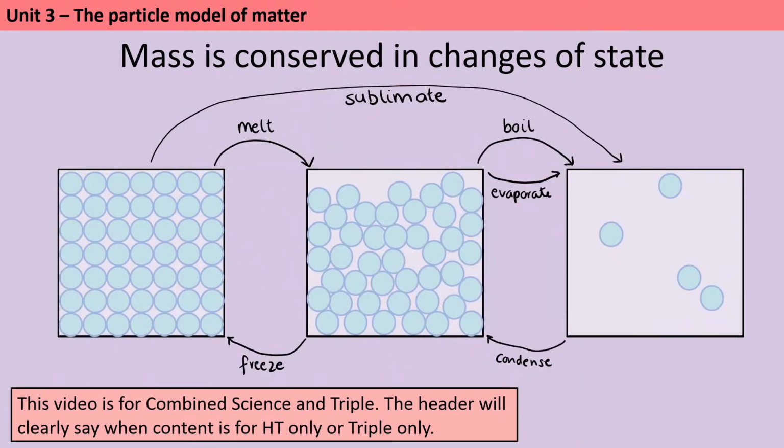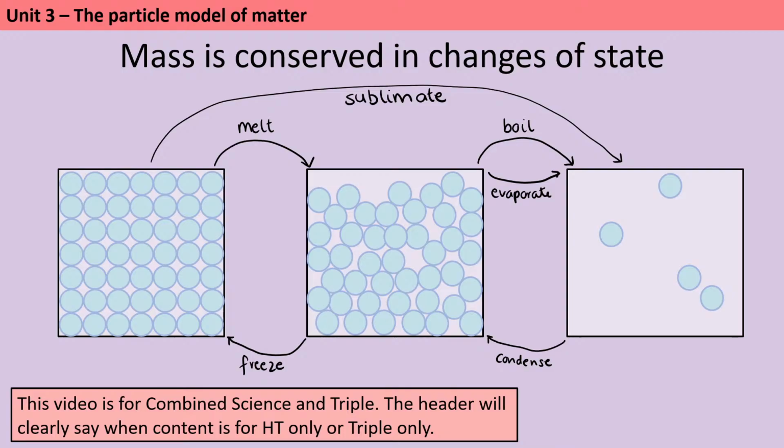You should be able to name all of the state changes: melting, freezing, boiling, evaporating, condensing, and of course the one that people forget, that some things can sublime, which is where it turns straight from a solid into a gas. This is very rare, but carbon dioxide does it, and so does camphor wax. Deposition, which is the opposite of sublimating, is not named in the GCSE specification.